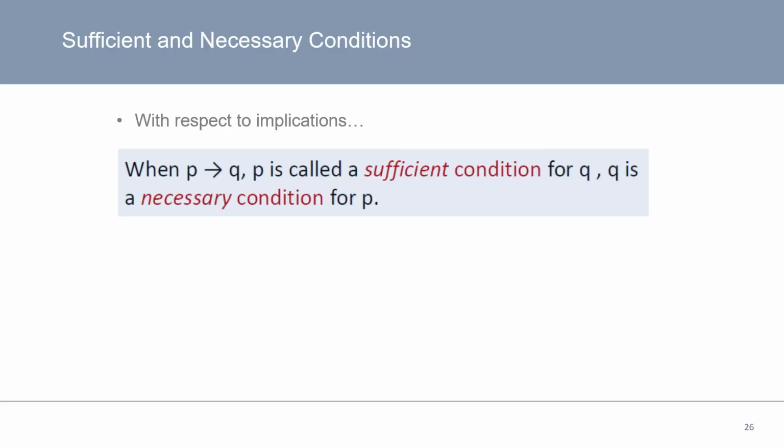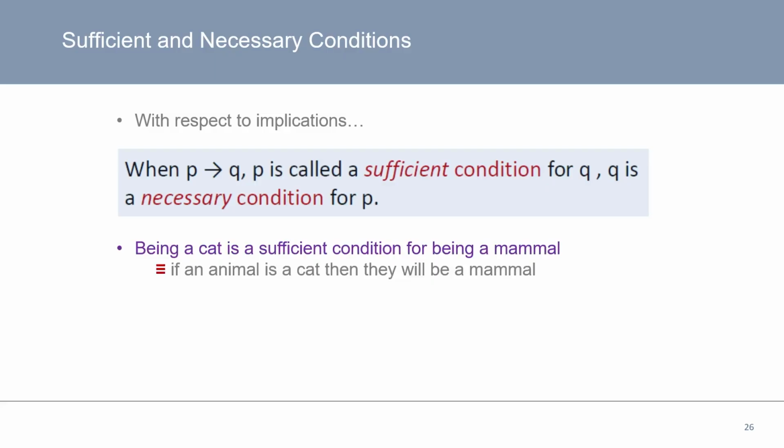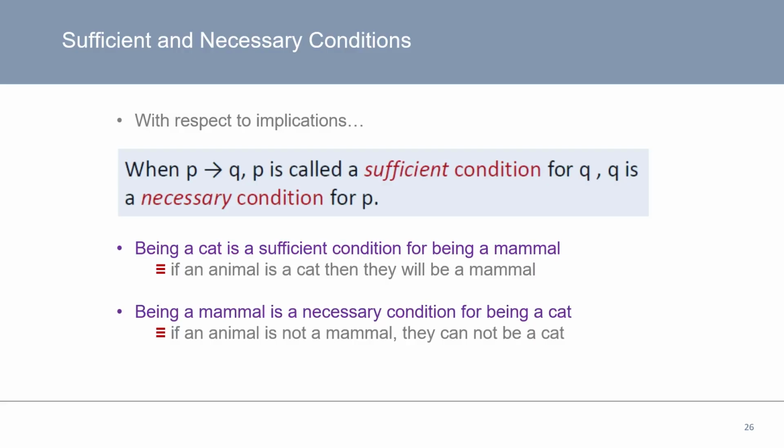Digging into implications a bit further, let's think about what it means to have sufficient and necessary conditions. When you have P implies Q, P is called a sufficient condition for Q, but Q is a necessary condition for P. Let's look at a couple natural language examples of this to try and make this clearer. First, note that being a cat is a sufficient condition for being a mammal. This is equivalent to saying if an animal is a cat, then they will be a mammal. However, being a mammal is a necessary condition for being a cat. Therefore, if an animal is not a mammal, they cannot be a cat.